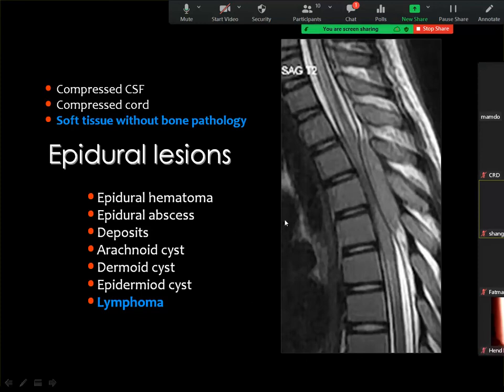Then these are the differential diagnoses of epidural pathology. The epidural pathology, you got compressed the CSF as you approach the lesion, as well as compression of the cord. Then the differential diagnosis include epidural hematoma, epidural abscess, metastasis, arachnoid, dermoid, epidermoid. All these can occur in the epidural, subdural, and intramedullary spaces, as well as the lymphoma.